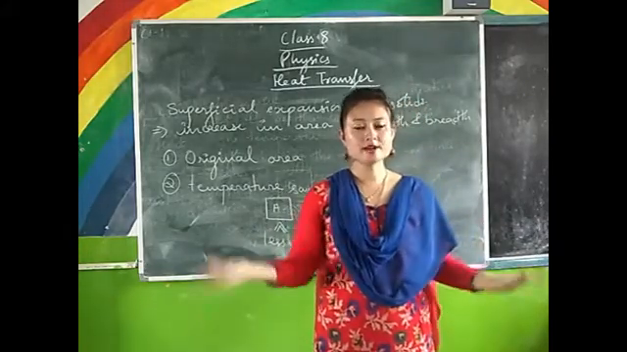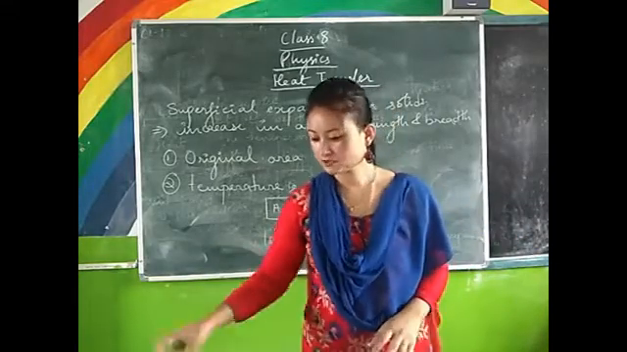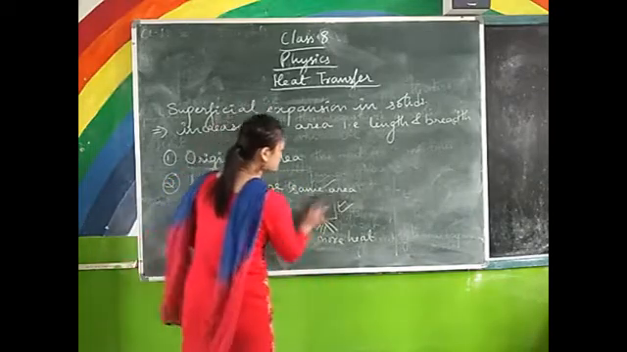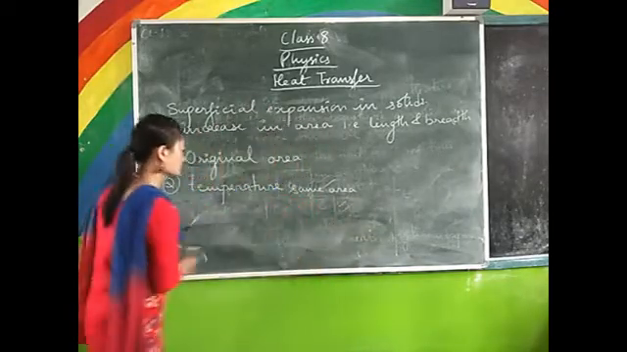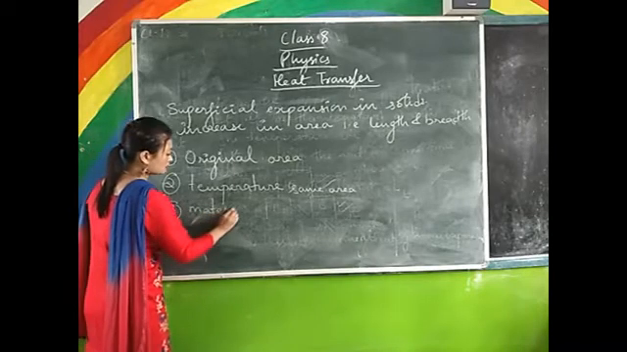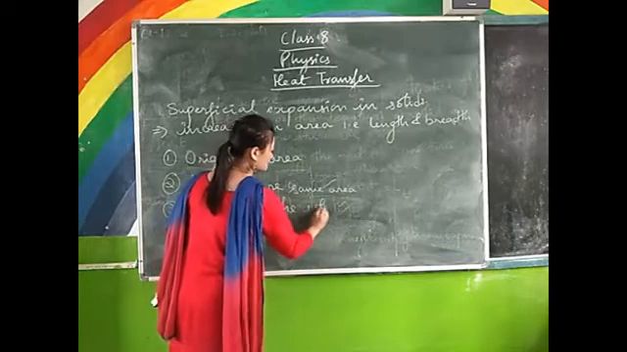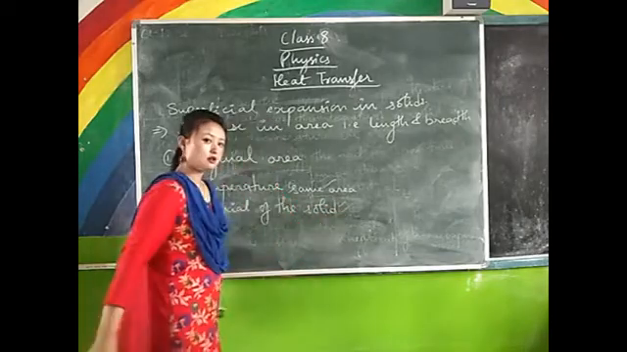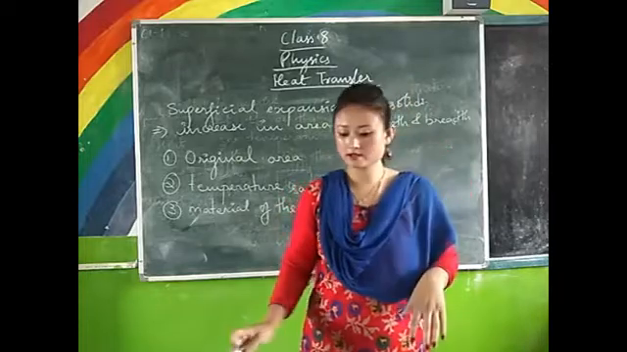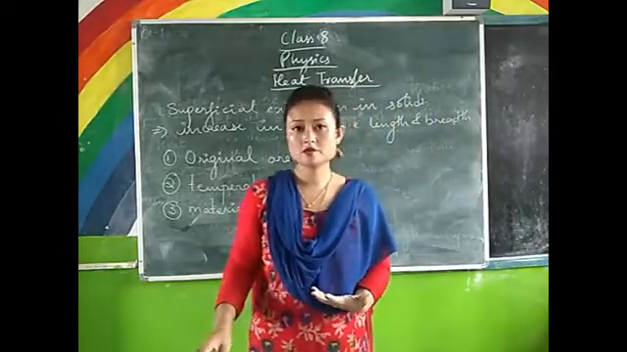And how does temperature rise? When you supply more amount of heat. This is your second factor. Now, the third factor is material again, the material of the solid. So different materials expand at different temperature or with different amounts of heat.